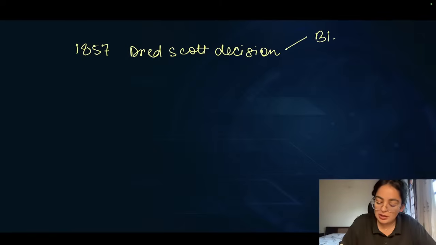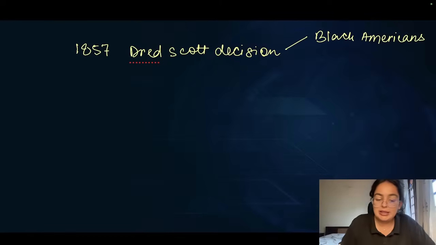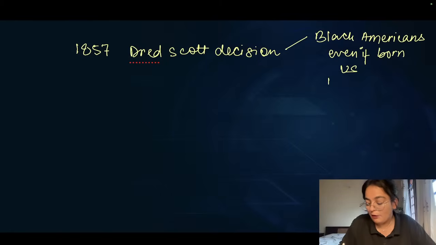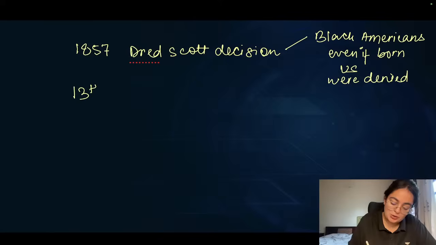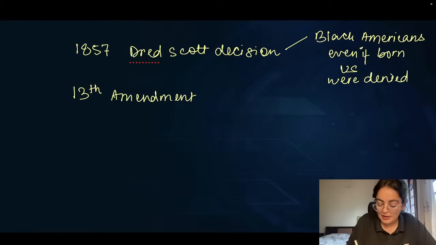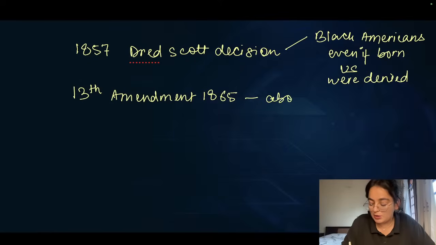So in this decision, the black Americans, who were formerly slaves, even if born in America or born in US, were denied citizenship. That means just by you being born on the soil of America or US, you would not be given the citizenship. This was overturned when the Constitution was being made with the 13th Amendment, which happened later in 1865.